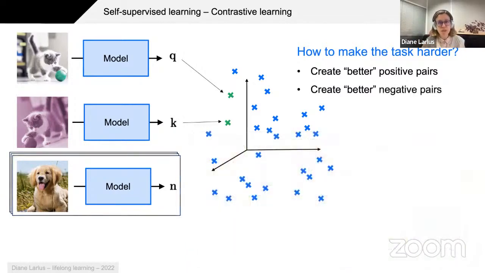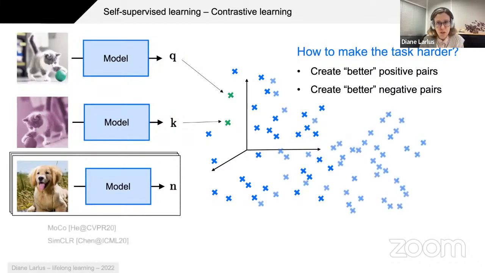Another way to make the task harder is to create better negative pairs. By better, we mean more challenging, of course. But in practice, how do people do that? In general, to have more difficult negatives, you can go for more negatives. So you increase the batch size. The batch is the number of samples you use at one time for training your algorithm. Or you can use a memory bank, so you have more negatives that you keep track of and that you can reuse for your training.